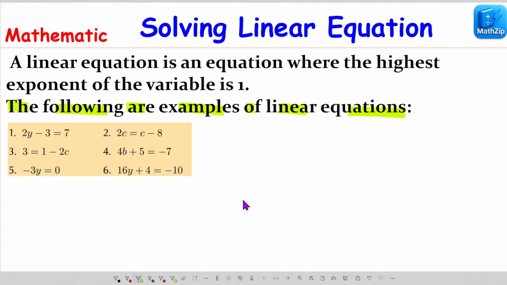Welcome to Magic. Today's topic, linear equation. First, we have to know what is a linear equation. A linear equation is an equation where the highest exponent of the variable is 1. So here are 6 examples, and we have to simplify or try to solve these linear equations.